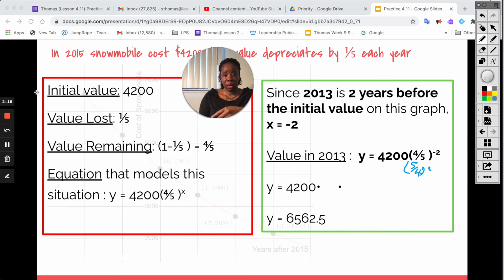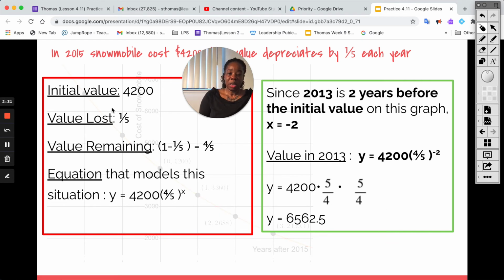So when we represent this, that's going to be 4,200 times 5/4 times 5/4. So that's multiplied by itself twice. And you would do the exponent piece first. So that's 5/4 times 5/4.